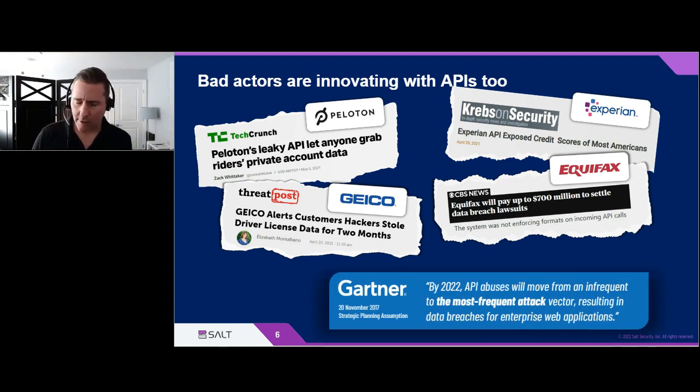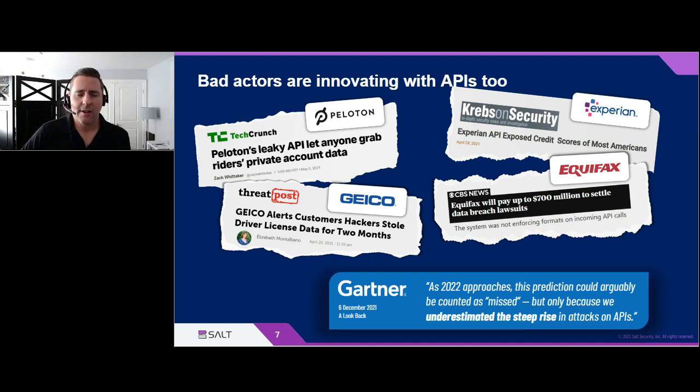I mentioned I came from Gartner. I worked with a lot of analysts that created these strategic planning assumptions. Mark O'Neill, I believe, coined this one specifically. But this is a very famous quote from Gartner where they predicted that by 2022, API abuses were going to become the most frequent attack vector. What's interesting is they do specifically call out data breaches for enterprise web applications. But as I said, there's a lot more to worry about than just data breaches.